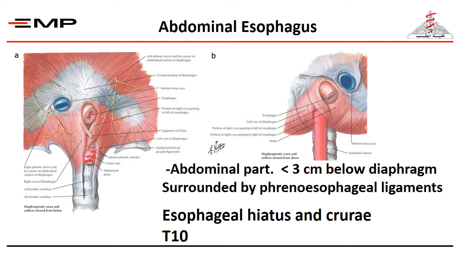The abdominal segment of the esophagus is short, about 3 to 4 cm, passing from the chest through the esophageal hiatus. It is surrounded by the phrenoesophageal ligament, an important ligament, very important in keeping the gastroesophageal reflux barrier. As we said before, the esophageal hiatus lies at the level of T10.